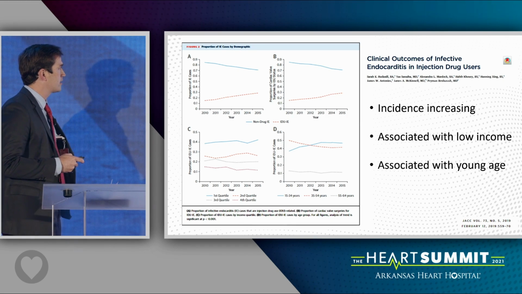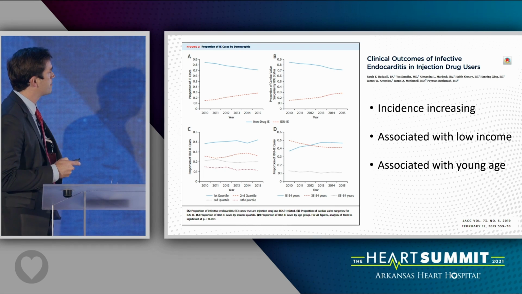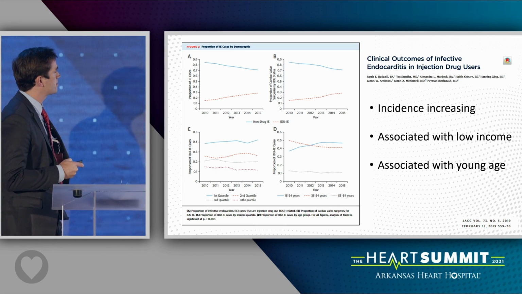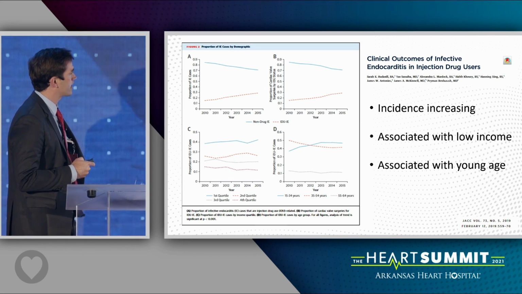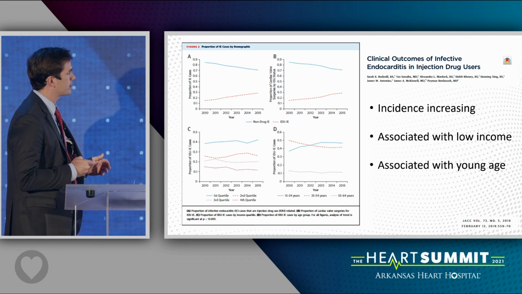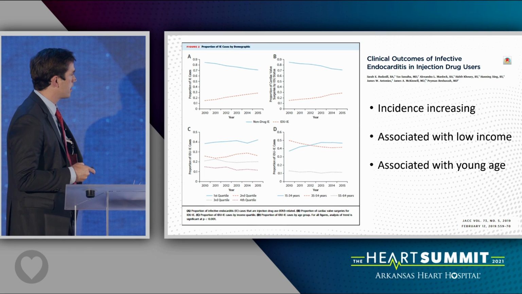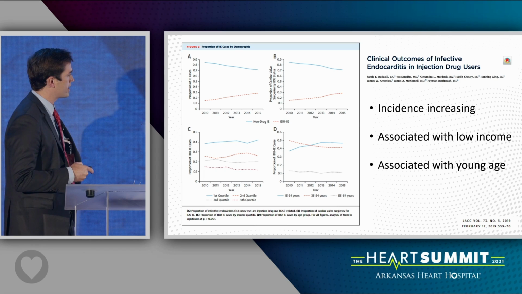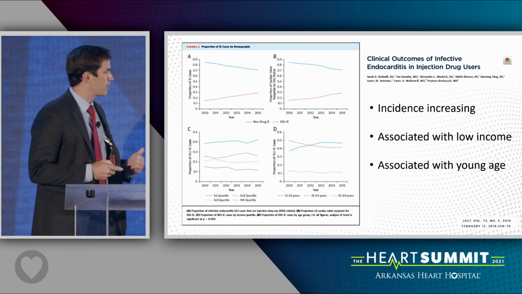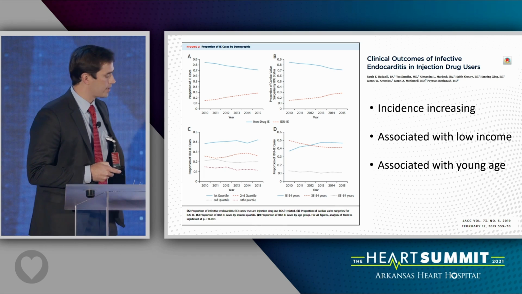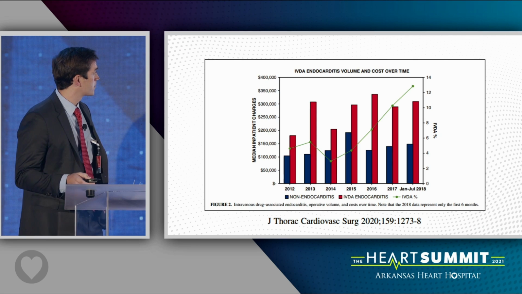The data on this slide here shows, up here in A and B, that over time the proportion of infective endocarditis cases related to drug use are increasing, as are the number of surgeries for these patients. And then graph C shows that these patients are primarily in the lowest income quartiles. And then graph D here shows that these patients are relatively young in age. Okay, so they're relatively low income, young in age, and the incidence is increasing over time.